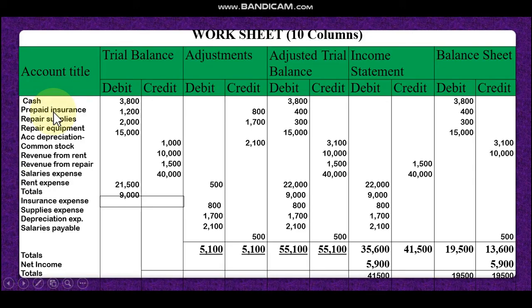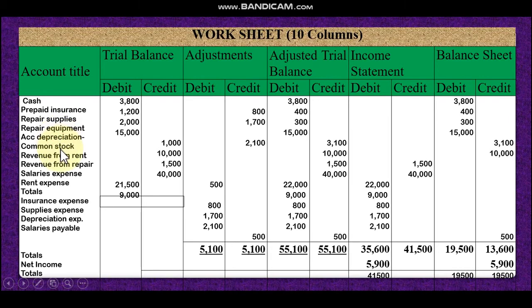Look at cash, prepaid insurance. Prepaid insurance is also in the adjustment, so we need not write prepaid insurance again. Then repair supplies, we have that in the trial balance and in the adjustment, so we write it only once. Accumulated depreciation is in both, so it is also omitted. Another common item is rent expenses. So dear students, all these accounts are repeated, and these are new: insurance expenses, supplies expenses, depreciation expenses, salary expenses.